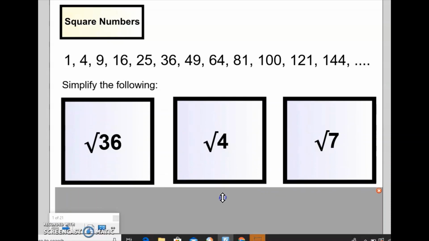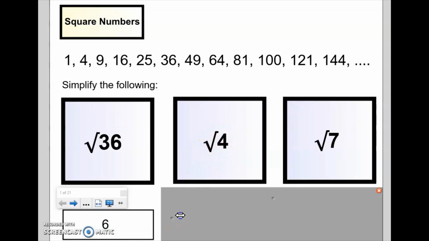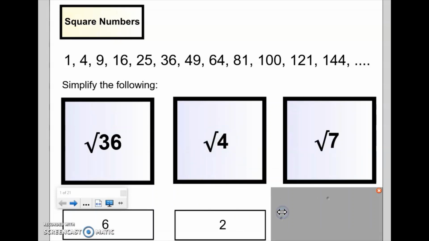Okay, if I was to start with 3 questions and I asked you to simplify the following, we've got the square root of 36, the square root of 4, and the square root of 7. If we look at simplifying the first one, the square root of 36, what number squared gives me 36? So that would give me a solution of 6. What number squared gives me 4? Therefore, the square root of 4 is 2.